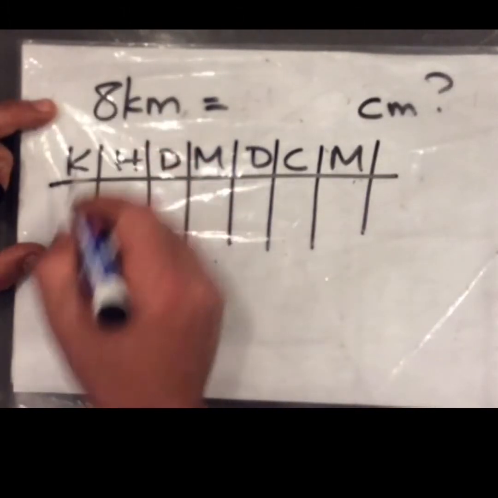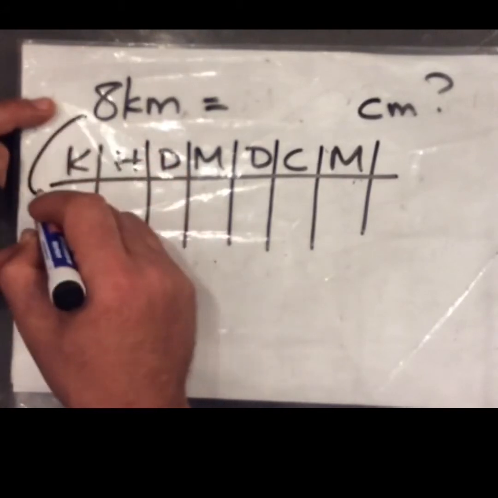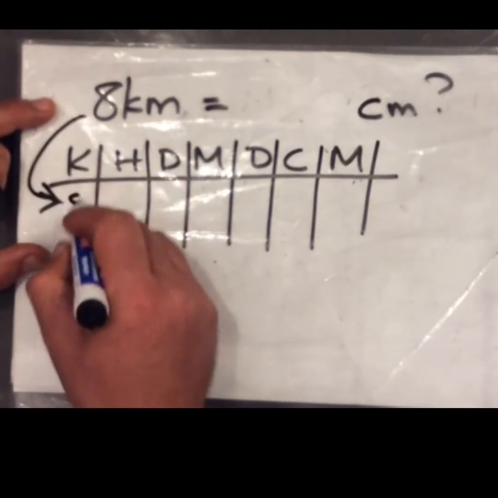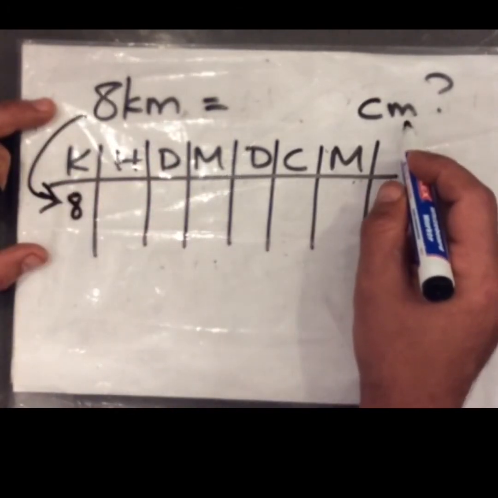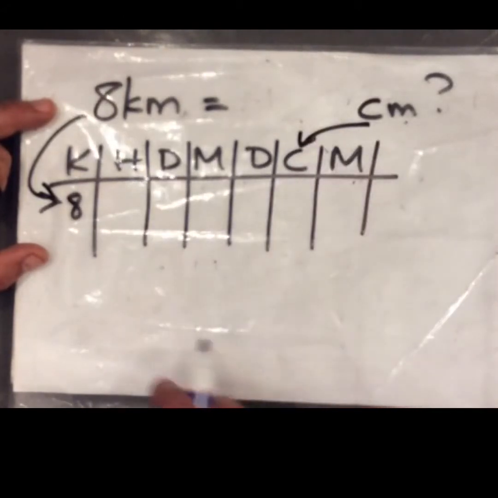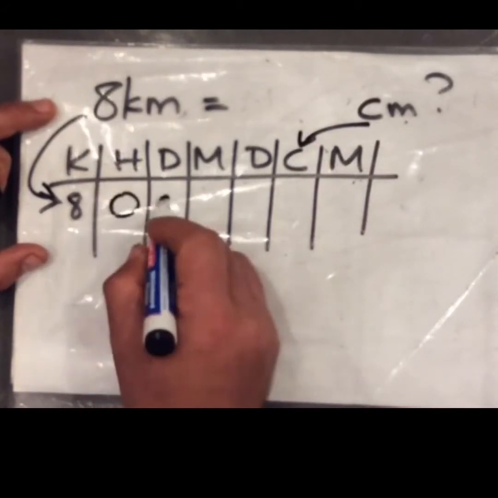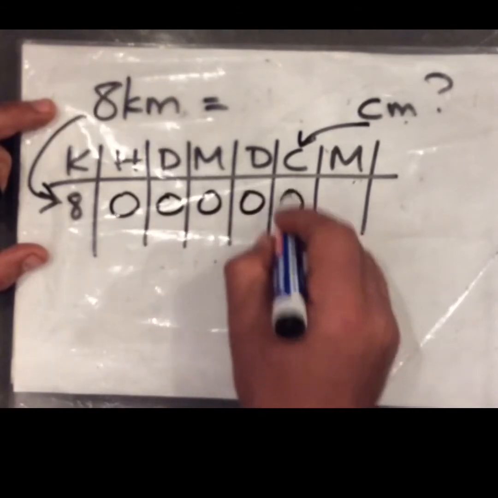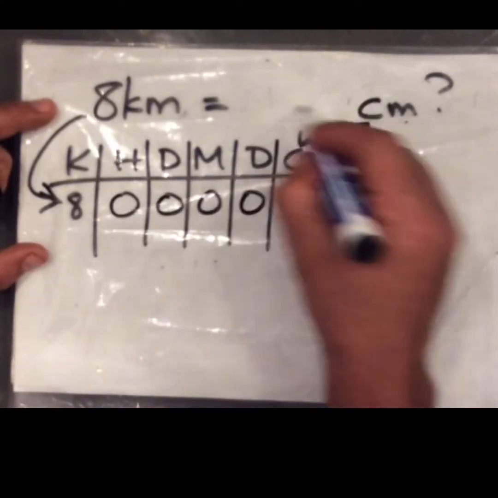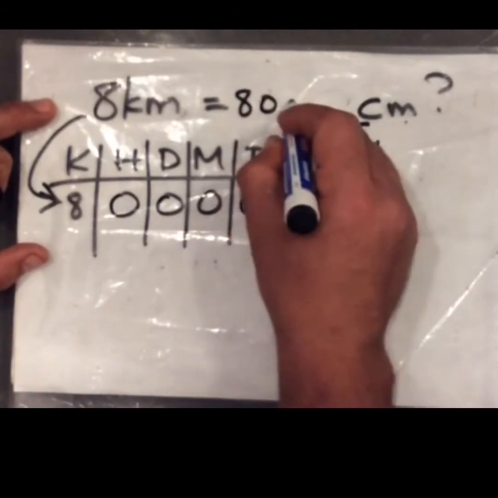Alright, I know everyone enjoys that one. So we have 8 kilometers. 8 falls into the kilometers column, or the kilo column, and centimeters is all the way there. So let's just fill in the zeros, and we see that we have 800,000 centimeters, and that's that simple.